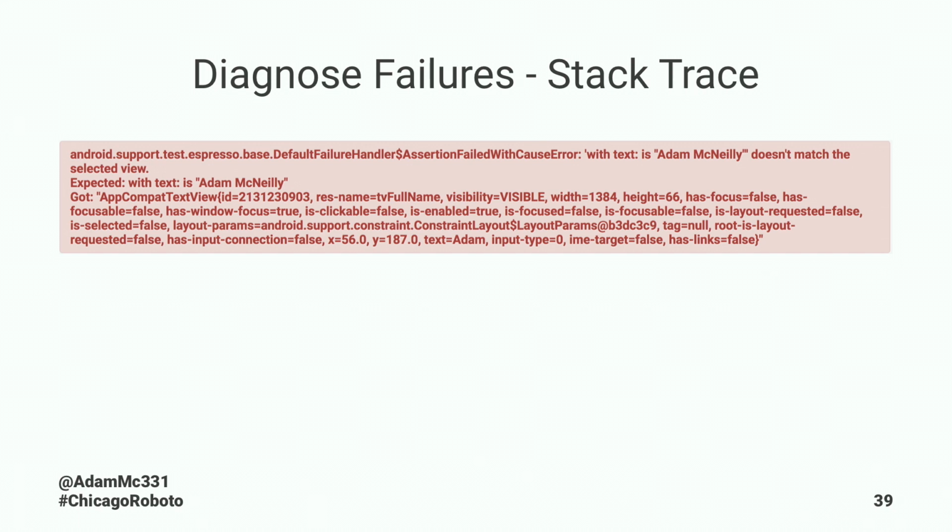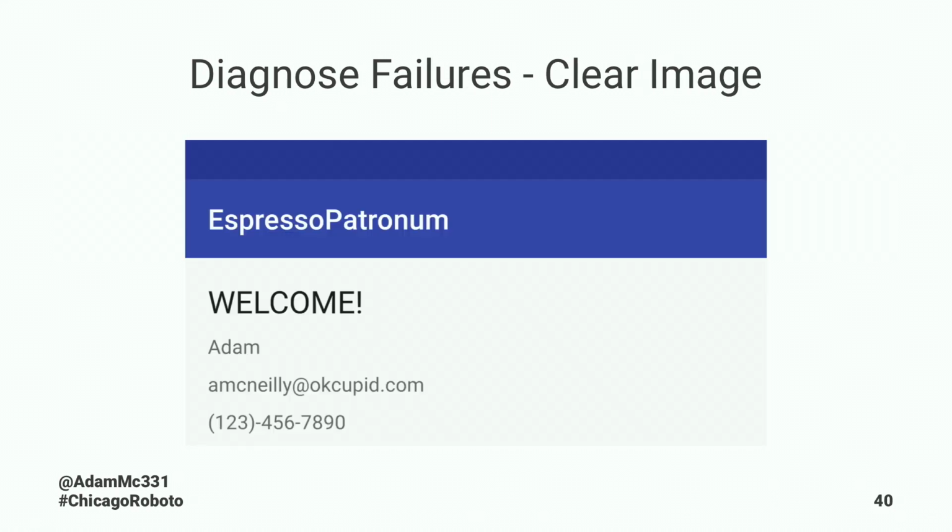So if I'm reading this, I realize, oh crap, where I was expecting to display a full name, I'm only displaying my first name. But imagine if you saw that same sort of high-level error right next to a screenshot, where I could see, oh, they were expecting the text Adam McNeilly, but what's on my screen is just Adam. And now in half the time, I figured out exactly what my mistake was. I was only displaying my first name. So screenshots help us a lot there.